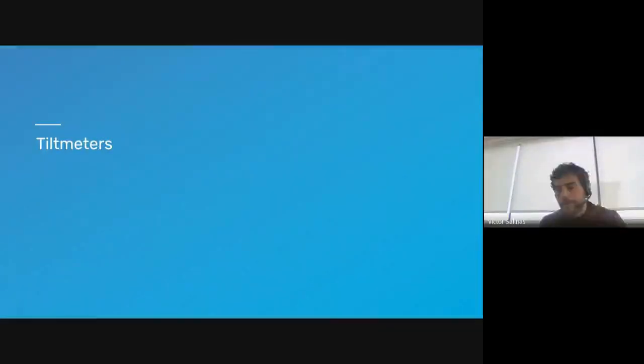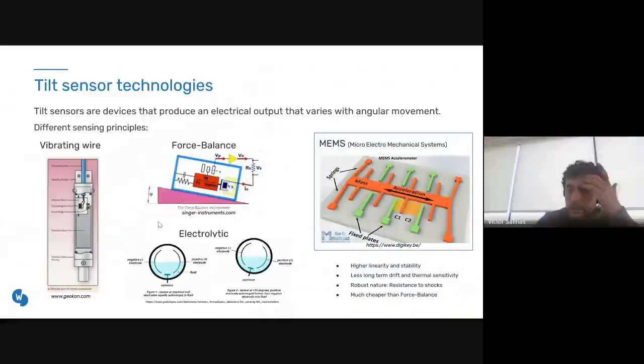Now, after seeing the presentation of my colleague Àngela, I will be entering into more detail on the tiltmeter, the kinds of tiltmeter and the principles of the tiltmeter we are using. So first of all, I will mention very quickly the different technologies we have when we are talking about tiltmeters related to geotechnical monitoring or structural monitoring. There are different technologies.